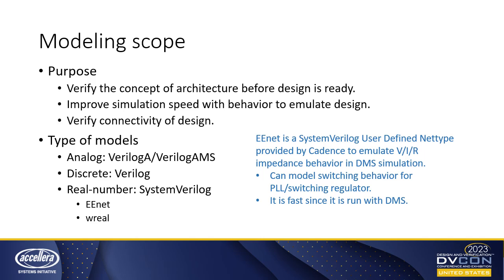We can broadly divide the models into analog models that call the analog solver for electrical nets using Verilog A or Verilog AMS, discrete models that use a pure Verilog simulator, and real number models that can use SystemVerilog or Verilog AMS simulators. We try to avoid calling the analog solver on electrical nets in the real number models and stick to net types that can be processed by the event-driven simulation like EENet or WRealNet types. The EENet net type is a user-defined SystemVerilog net type provided by Cadence.